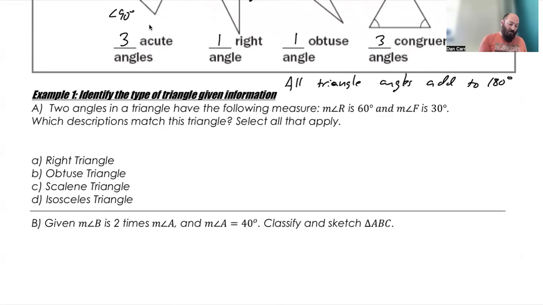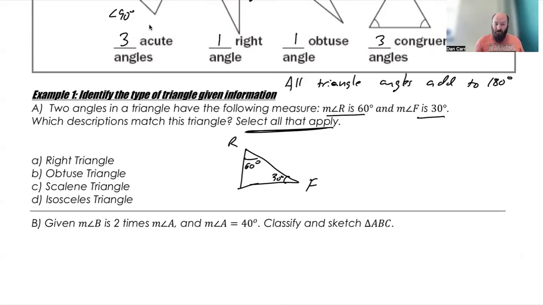Two angles in a triangle have the following measures: 60 degrees and 30 degrees. Which descriptions match this triangle? Select all that apply. So when in doubt, draw it out. I'm going to draw a triangle. Doesn't matter what it looks like, but I'm going to make angle F here 30 degrees. Angle R is going to be 60 degrees.